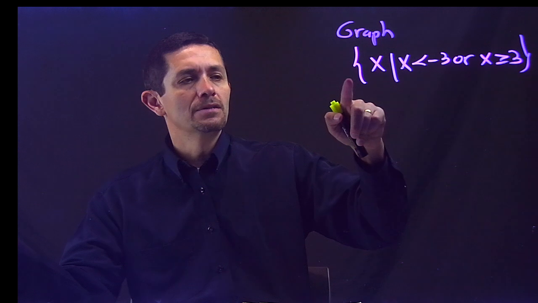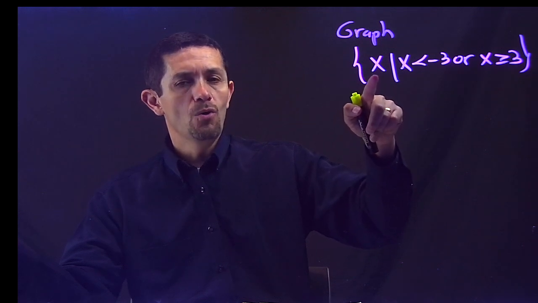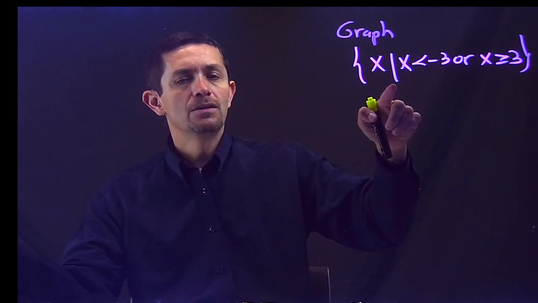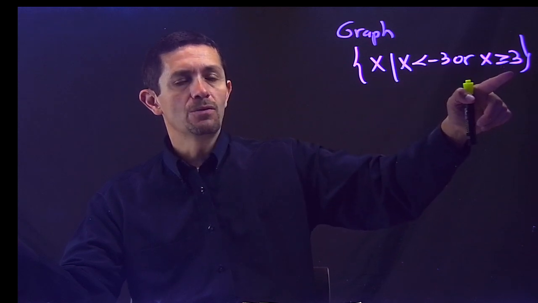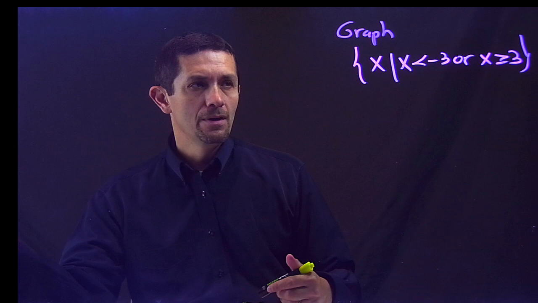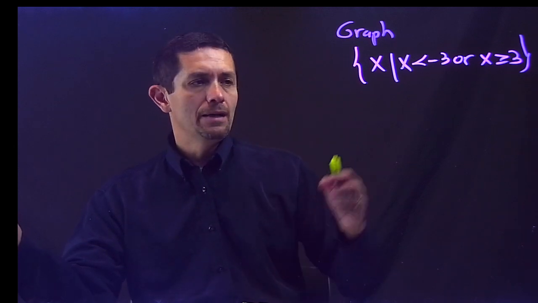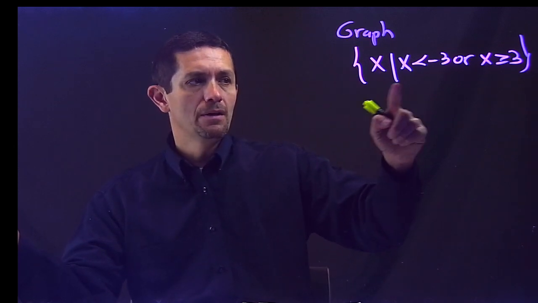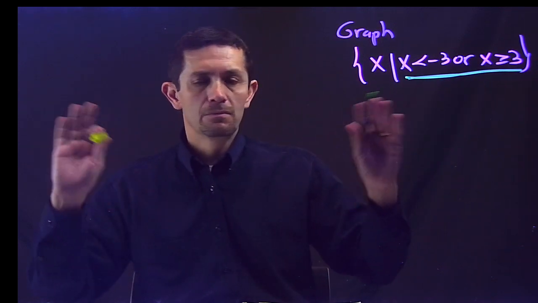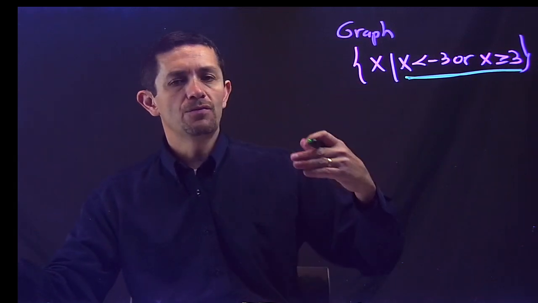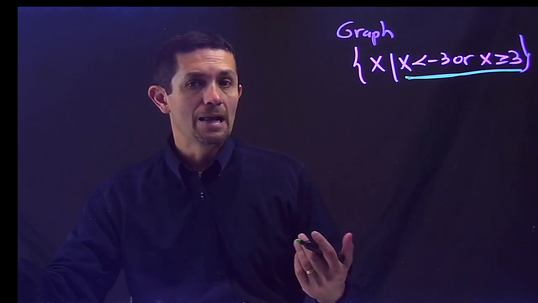Again, the way we read this in set builder notation: the set, the braces, the set of all x, and the line, such that x is less than negative 3 or x is greater than or equal to 3. Then we need to graph that. Technically, I don't need to pay attention to this beginning. I just have my two inequalities. This is what I need to pay attention to. This is just a different format of how to write an answer.